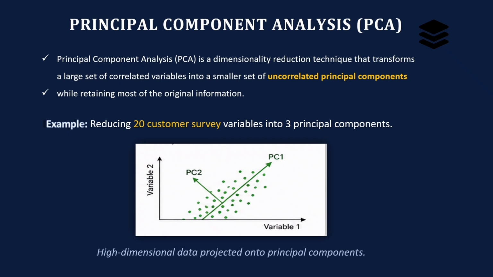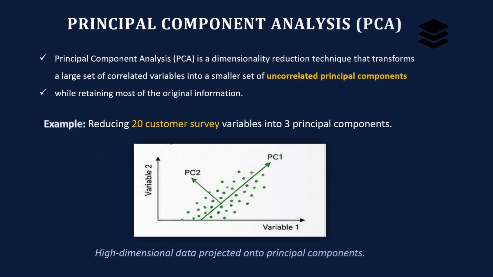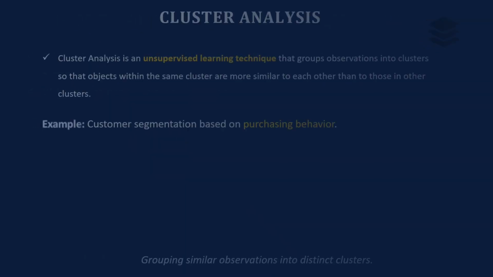For example, if a customer survey contains 20 variables, PCA can reduce them to three principal components, making the data easier to analyze. This figure shows how high dimensional data is transformed into principal components. It is widely used in machine learning and data analysis for simplifying a large amount of data into a smaller one. And the next slide is cluster analysis.